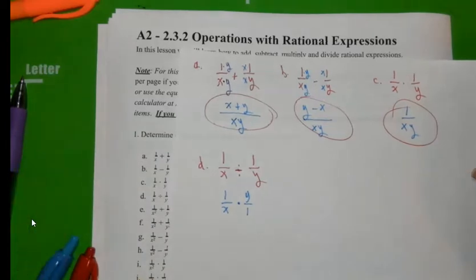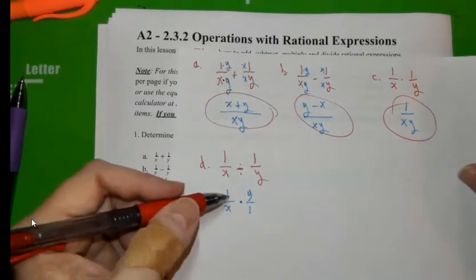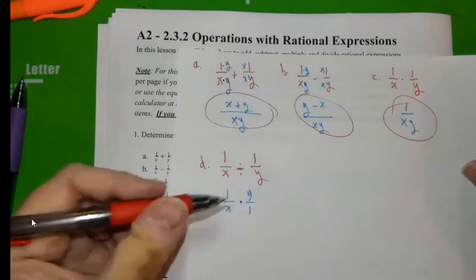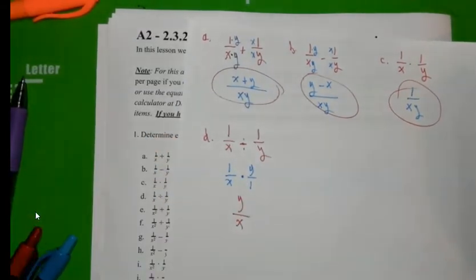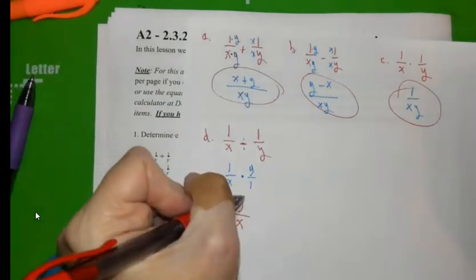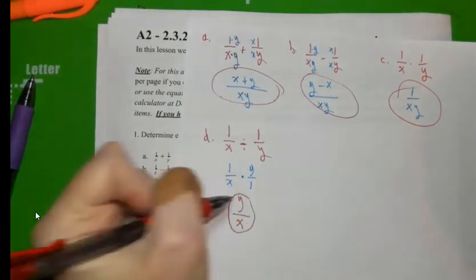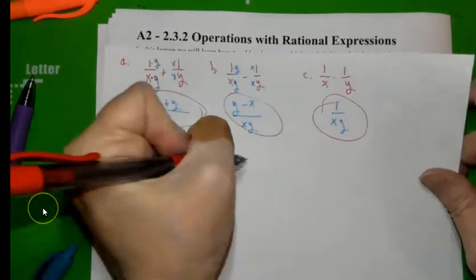Now, since this is multiplication, again, we don't have any common factors. We simply multiply straight across. So 1 times y is y, and 1 times x is x. And there you have it, y over x is your simplified expression. All right, let's go to E.